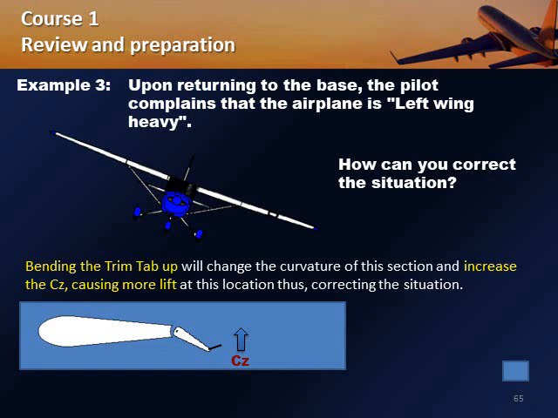Now, this is done on the ground by technicians. You're going to move that little tab up a little bit, and of course you have to go for a test flight and see if it's enough or not enough or too much bend, and readjust. So it's a trial and error thing. It's not something that you can actually do in flight.